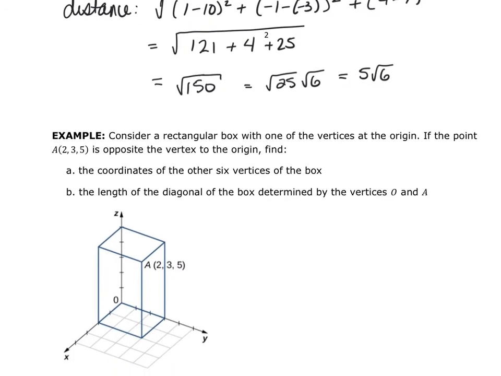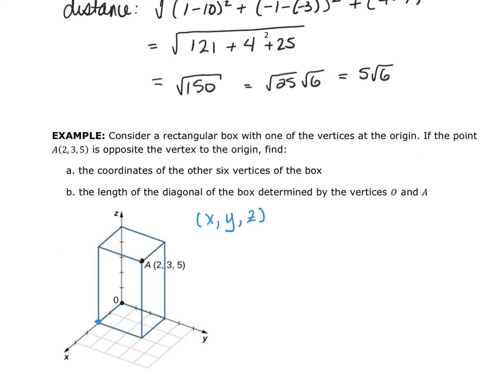Now, if we consider this rectangular box where one of the vertices is at the origin, so that's saying this right here, the origin, now is x, y, and z. If the point opposite the vertex is 2, 3, and 5, so that's this point right here, we want to find the coordinates of the other vertices of the box. Well, we know that this first value is the x, the second value is the y, and the third value is the z.